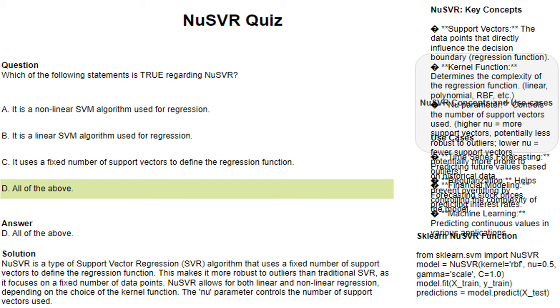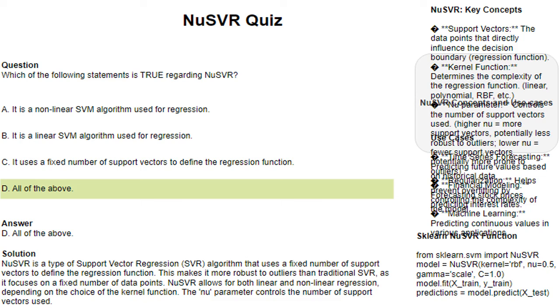NuSVR, like traditional SVR, can be linear or nonlinear depending on the kernel function. A linear kernel will result in a linear regression function, while a nonlinear kernel like polynomial or RBF will lead to a nonlinear regression function. B. It is a linear SVM algorithm used for regression. This statement is true.